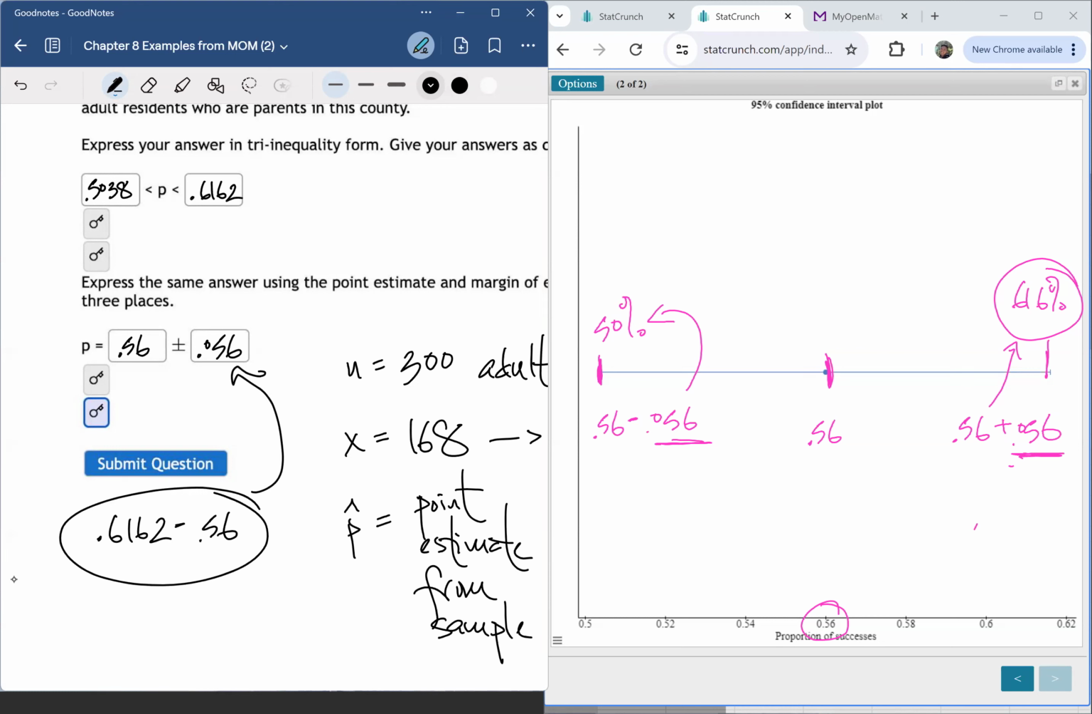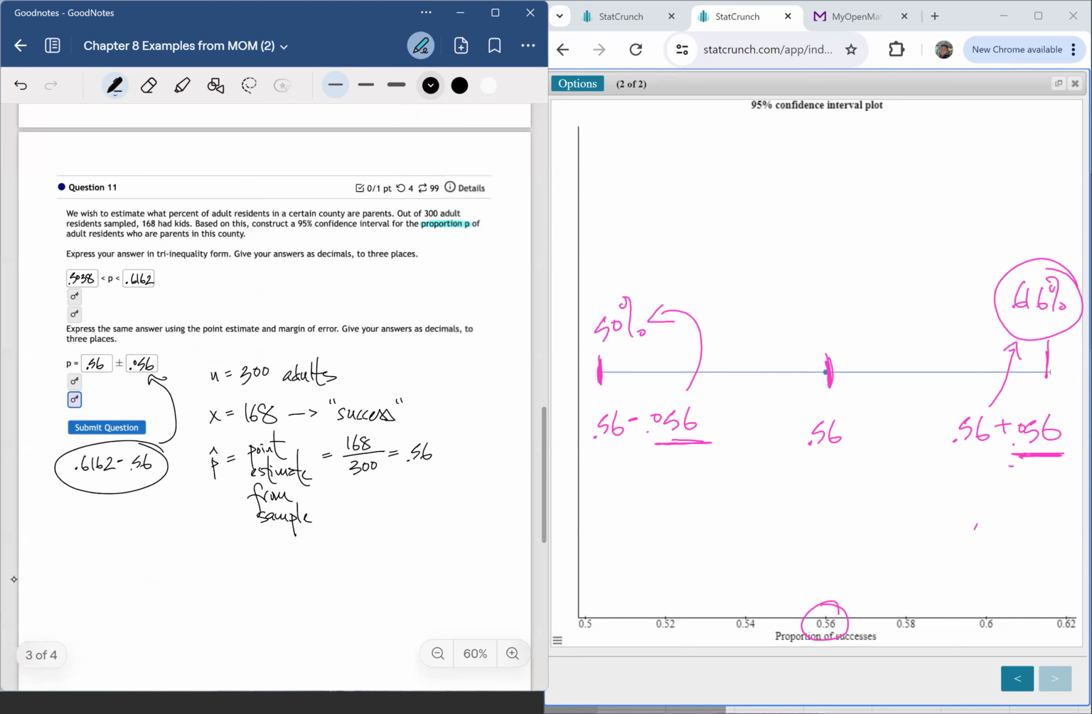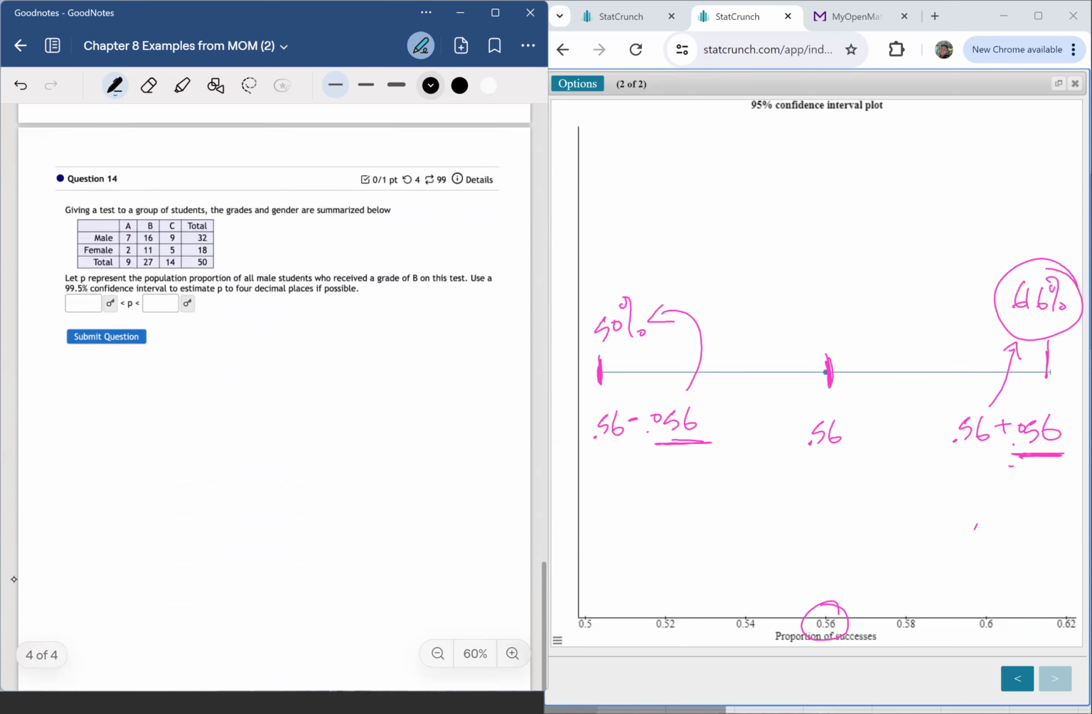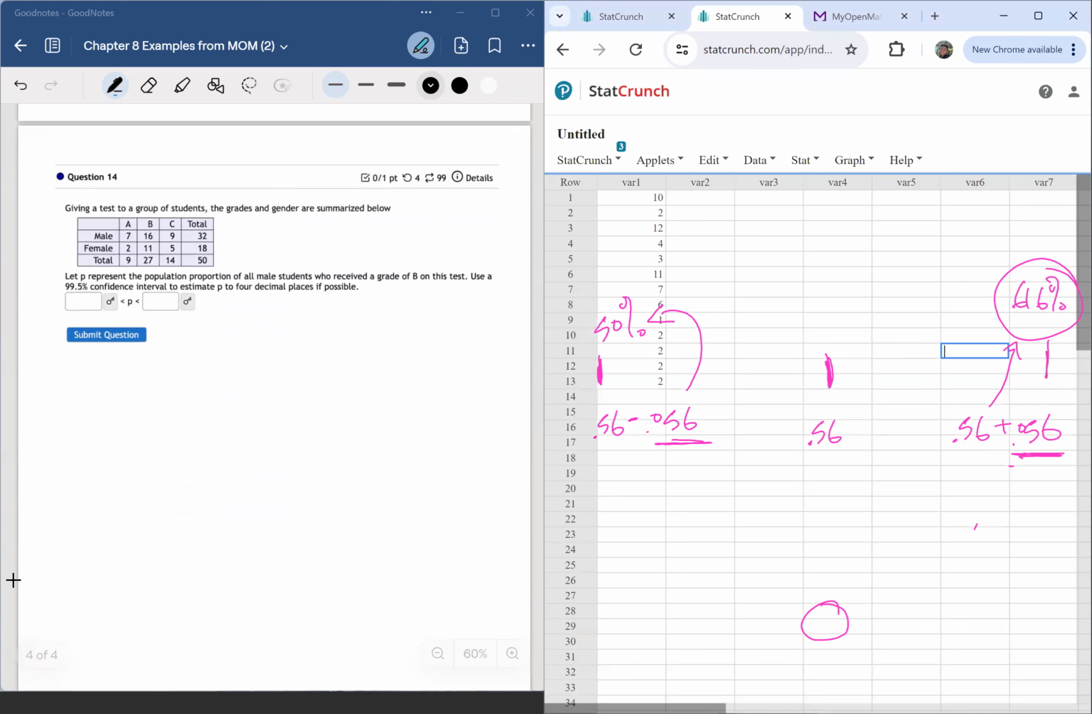Okay, so I hope that was helpful for number 11, but let's now move on to take a look at number 14. All right, let me clear out this screen over here and we'll get rid of our annotations.